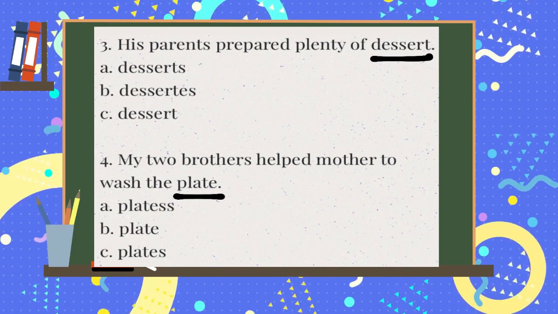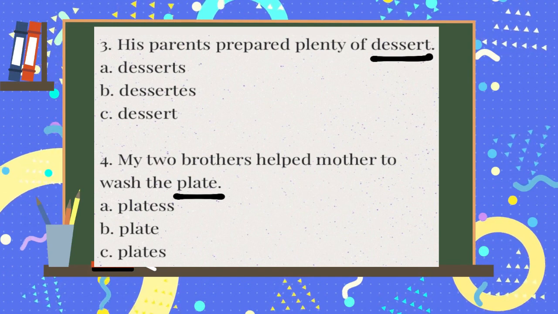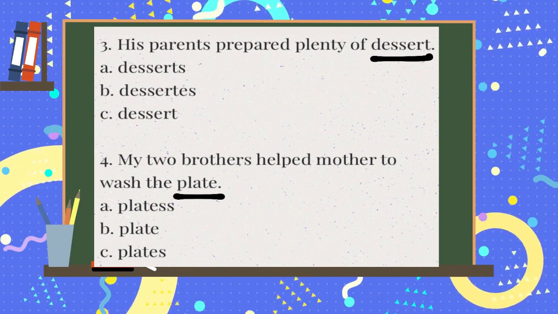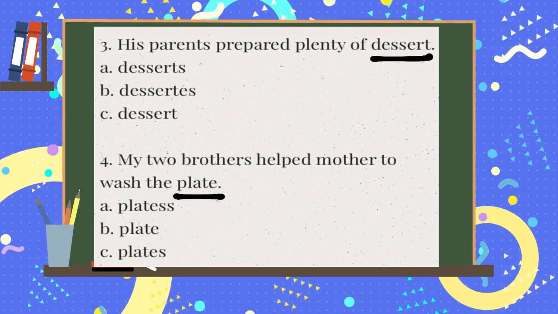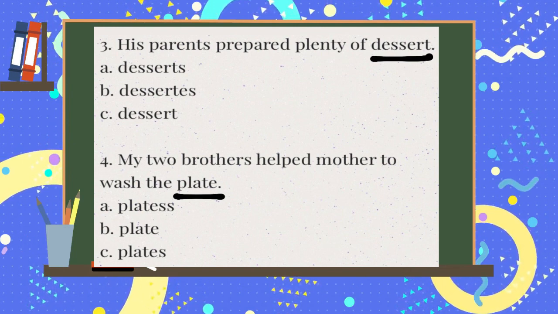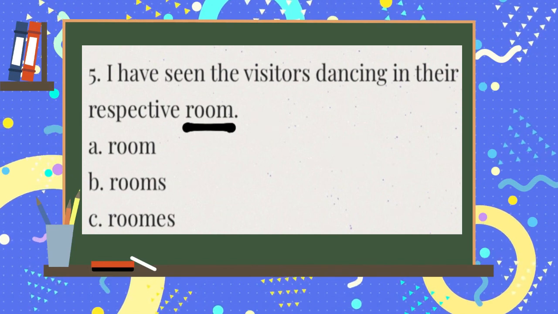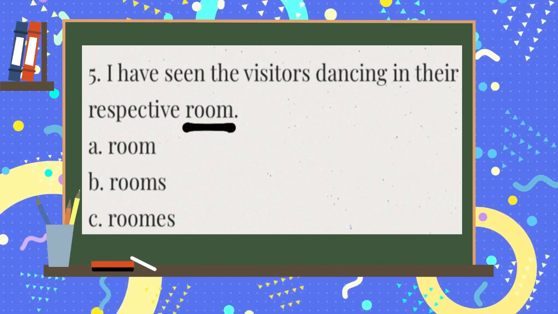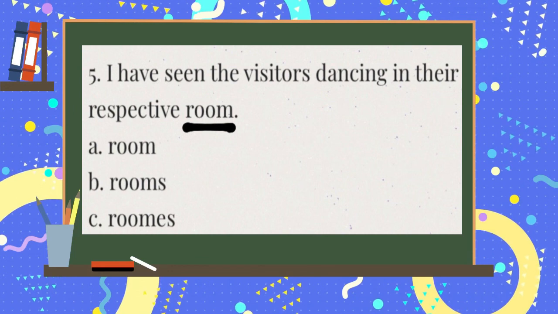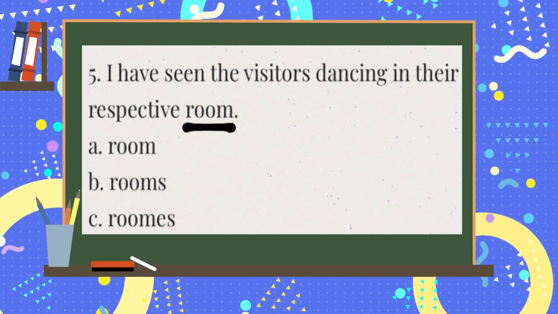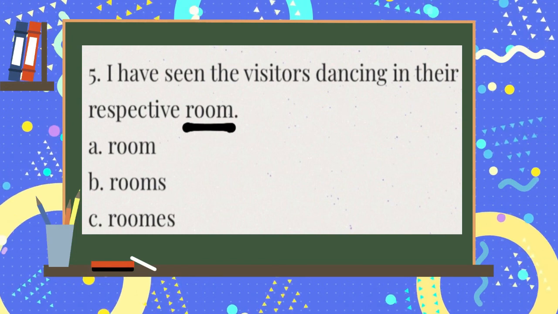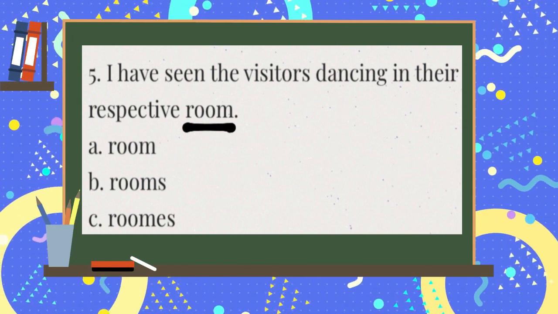Number 4. My 2 brothers helped mother to wash the plate. Letter A, plates. Letter B, plate. And letter C, plates. Number 5. I have seen the visitors dancing in their respective room. Letter A, room. Letter B, rooms. And letter C, rooms.